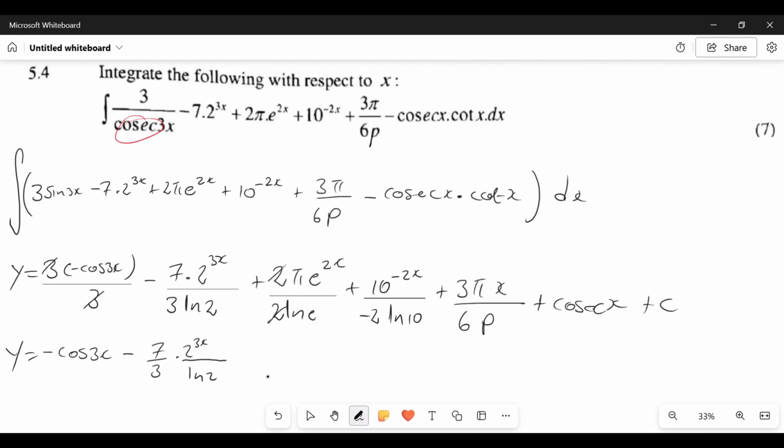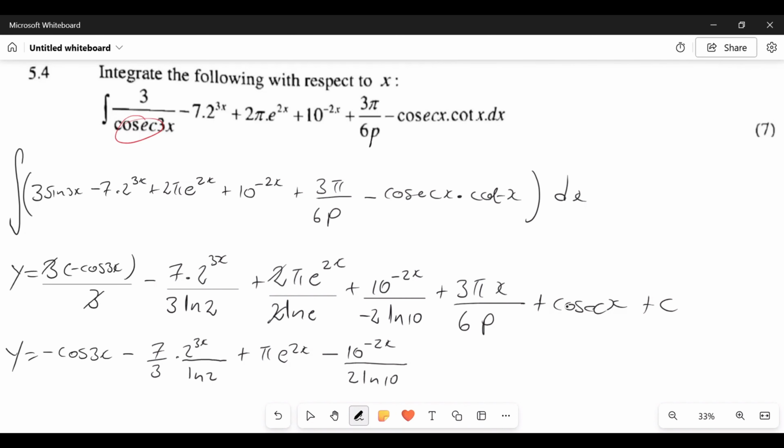Ln e is 1 on the denominator, so basically here on the third term we are left with pi e to the power of 2x. And then the fourth term, we have 10 to the power of negative 2x divided by negative 2 ln 10. So this one, you're going to make it negative because of that negative there, right? And then you're going to write 10 to the power of negative 2x divided by 2 ln 10. Guys, this 2 and the 10, they don't divide because the 10 is to the power of negative 2x.